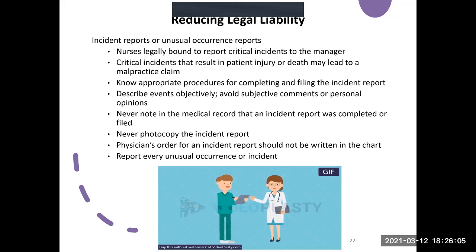So if you have an incident, report it, document it, and let risk management know. Usually when you're on orientation, they will teach you how to do this. Never put in your notes that you did it, and don't take copies home, don't take a picture of it, because the lawyers will find it. And then the doctors: make sure that the doctor knows, because they need to order something to cover, like, let's say you give the wrong medication, maybe the patient needs to be gavaged, things like that. And then report anything that is unusual that you think might end up being found, so that they won't say that you're hiding anything. Okay.